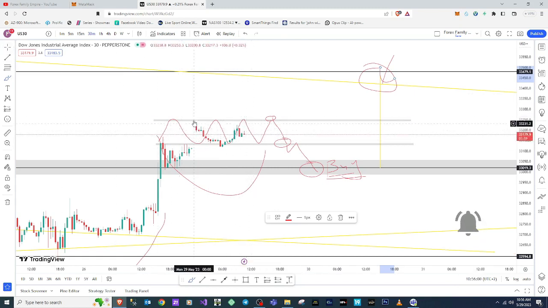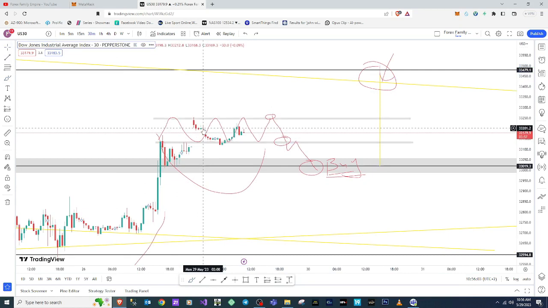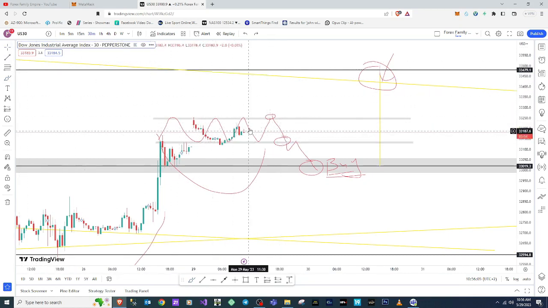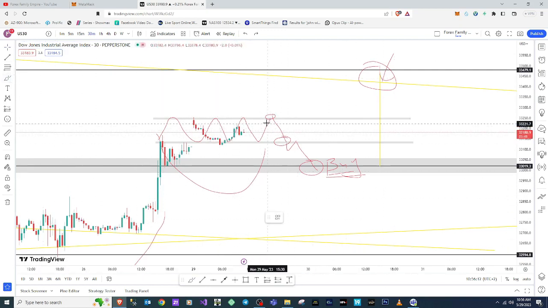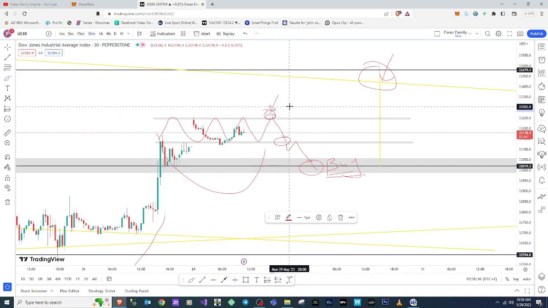So the zones that it is creating here will give us an opportunity to trade. Today, we won't see any movement in the market because it's a holiday in the USA. So yeah, guys, wait for the market to come and hit this level. This is where you will start selling.